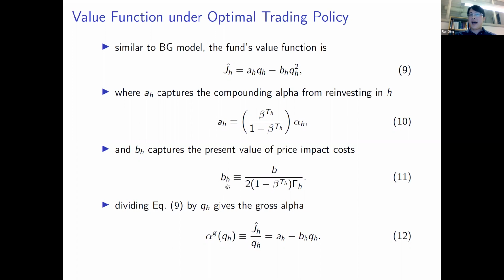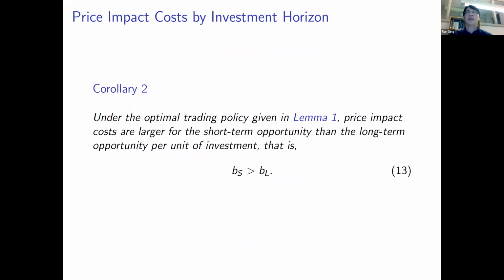So we have BS here larger than BL, because investing in longer term, you can spread your trades more over time. And if we divide the value function G hat here by the QH, that gives you the well-known expression for the growth alpha in the Berk and Green's model. So the growth alpha of a fund is simply the alpha opportunity minus the price impact cost multiplied by the fund size QH.